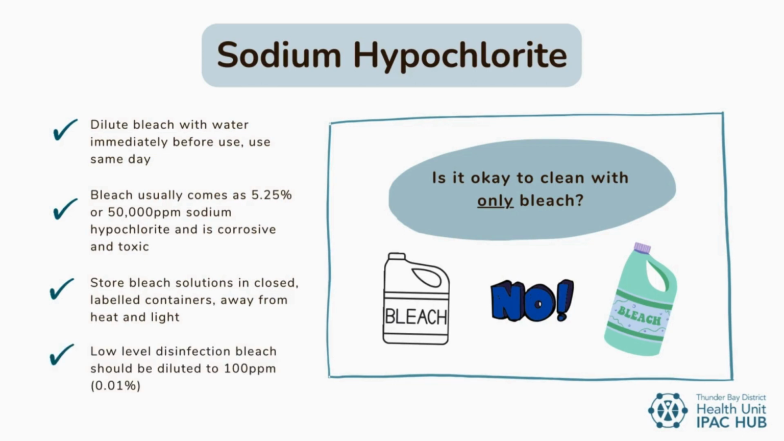For routine surface disinfection, mix bleach solutions to 100 ppm, or approximately 0.01% of strength, and utilize the PHO, or Public Health Ontario, chlorine dilution calculator. This can be found on PHO's website, and we will take a look at it next as well.